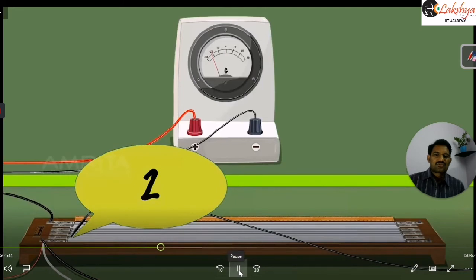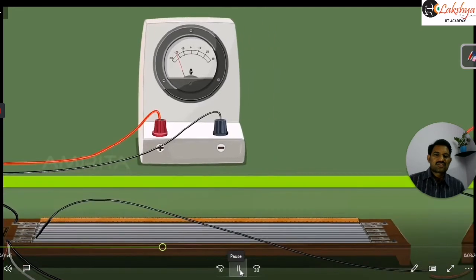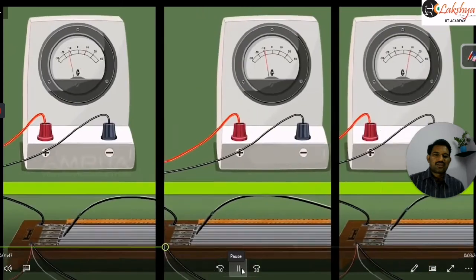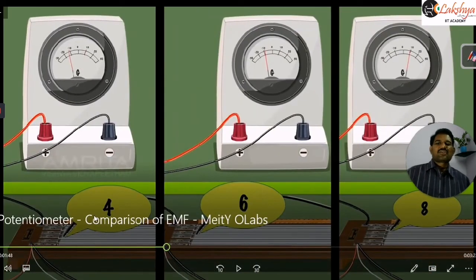This is the first, second wire we are measuring here, and then see this. We press the jockey at the fourth wire, and we get the deflection on the left side. Then we press at the sixth wire, and we still get the deflection on the left side. Then at the eighth wire, the deflection is on the right side, so that means in the opposite direction. So that means there is zero deflection in between.